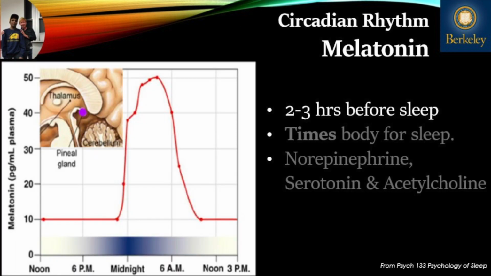Melatonin secretion usually begins 2 to 3 hours before we sleep and stays high through the night. Incidentally, melatonin only times the body for sleep. It does not initiate or generate sleep. Chemicals that help with actual sleep are norepinephrine, serotonin, and acetylcholine.